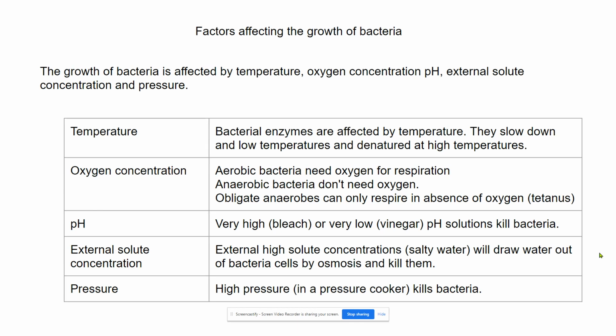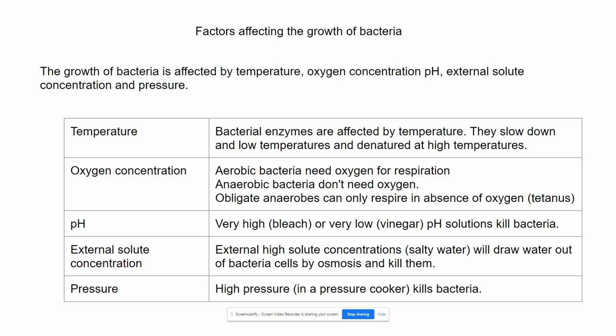Now, what will make a bacteria grow, or what do bacteria need to grow? Okay, what are the limiting factors for bacteria? So bacteria growth is affected by temperature, by the amount of oxygen available, by the pH, by the external solute concentration and pressure. And we're putting this information in the table here. If we look at temperature, first of all, the enzymes inside bacteria are affected by temperature.